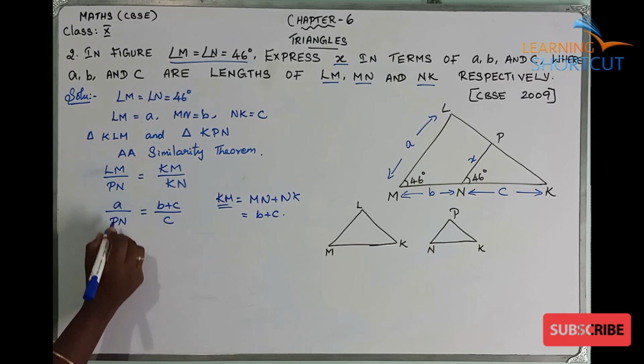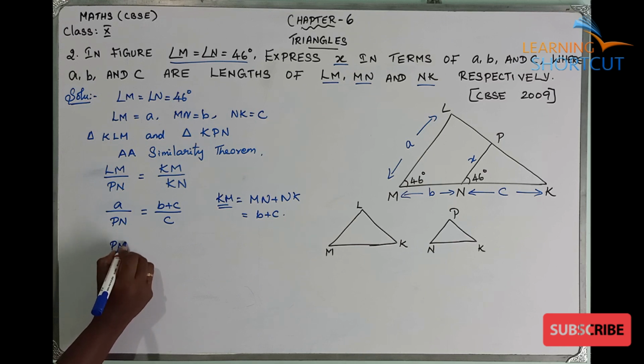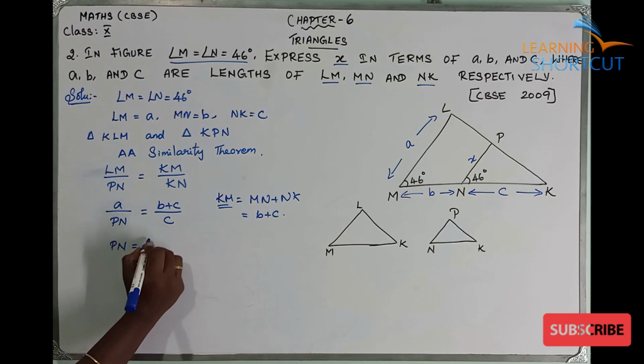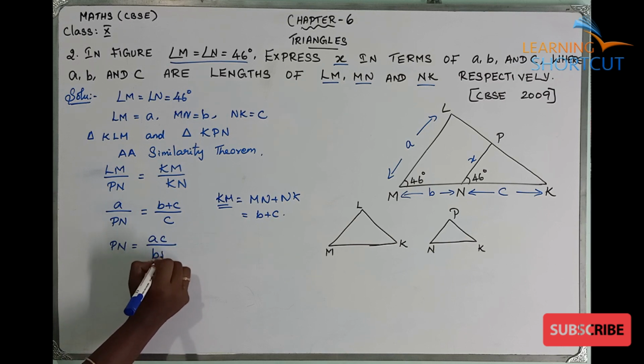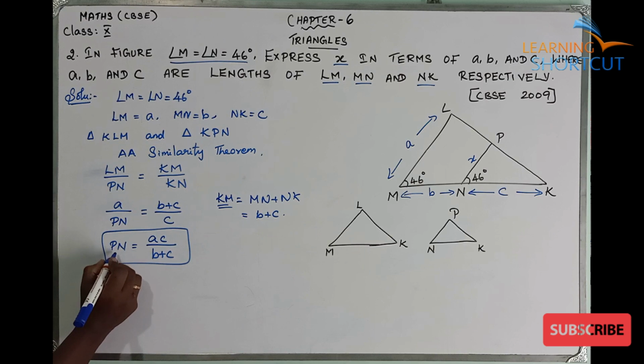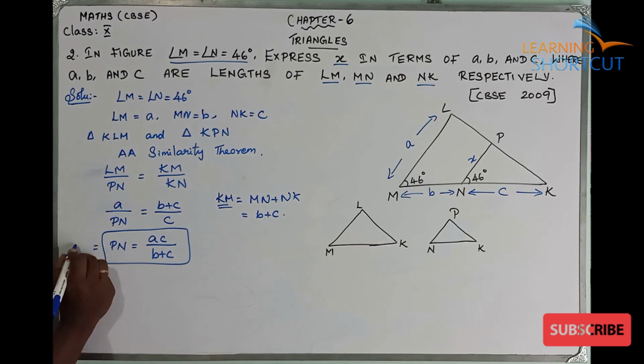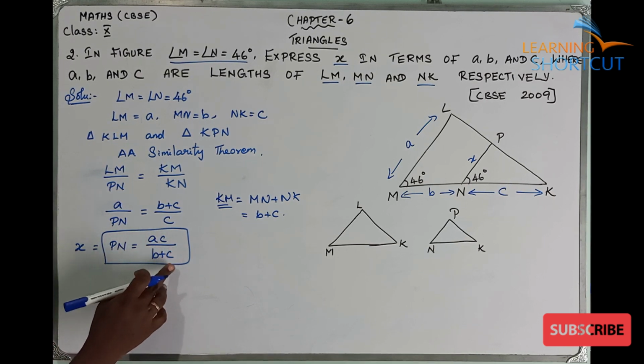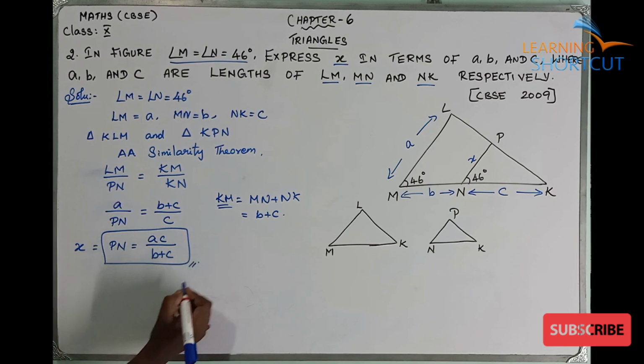So interchange that. So PN will be equal to ac divided by b plus c. This is the value of your PN. So we can write PN as x also. So expressing the term in x, x will be equal to ac divided by b plus c. This is the answer. You can see the next question.